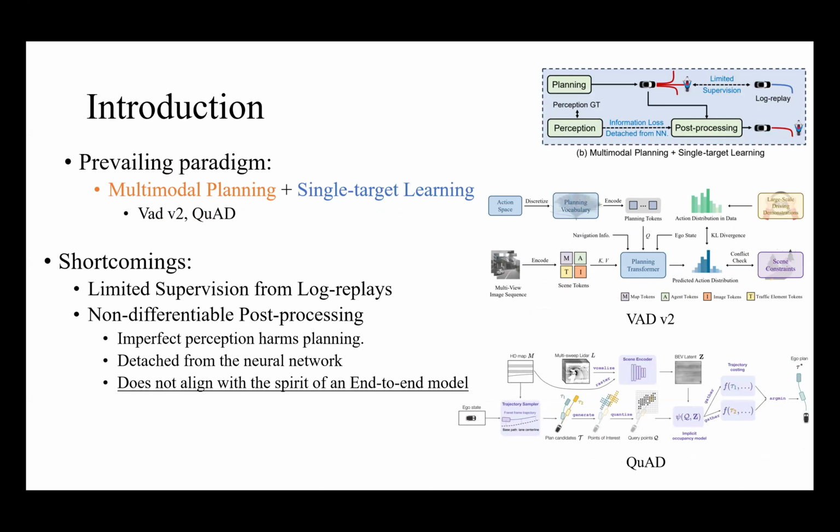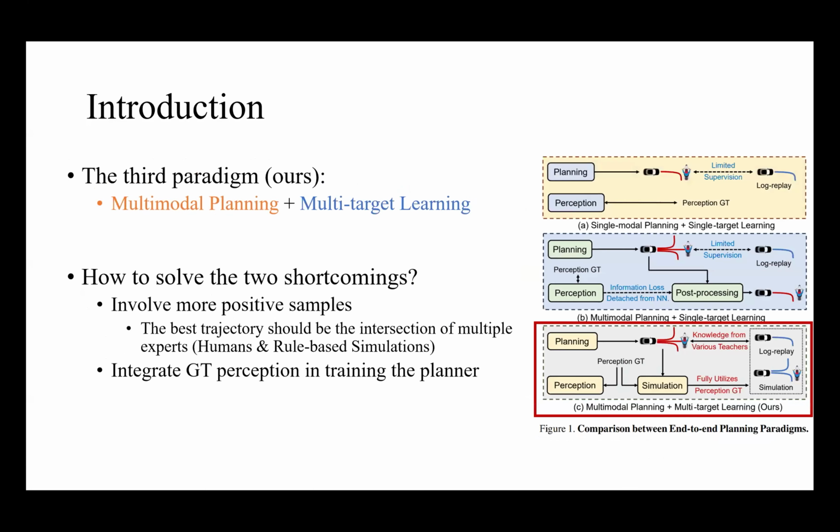The second problem is that it often uses non-differentiable post-processing to select the best trajectory based on the model's perception output. The problem with this is that if your model's perception is imperfect, then it harms the final planning. Also, this process is detached from the neural network, so it does not really align with the spirit of an end-to-end model. And here we propose our third paradigm, which is multi-model planning plus multi-target learning.